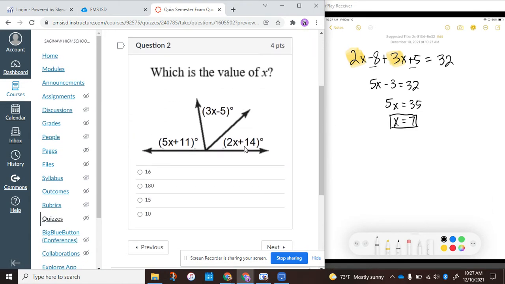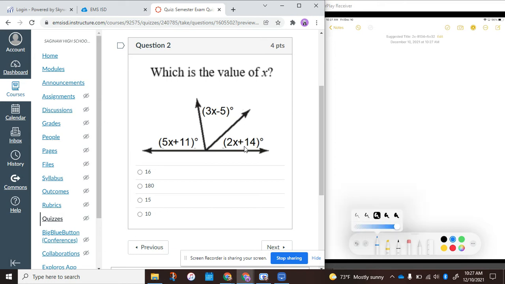Problem number 2. Problem number 2 is another thing that's going to have a bunch of algebra problems mixed into it. All right. Problem number 2, we're looking at the question, what is the value of x?